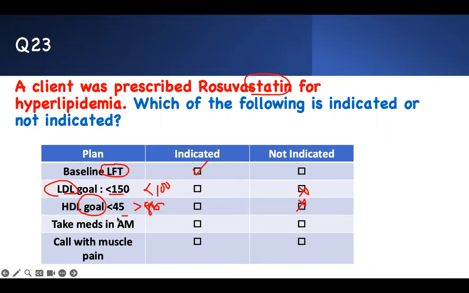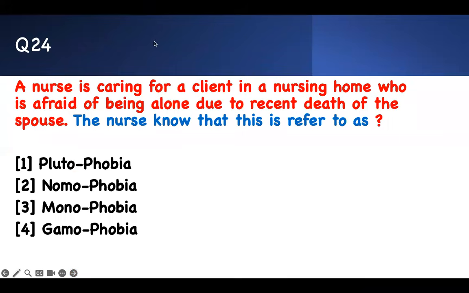Take the med in the morning. You make cholesterol in the evening. So these are taken in the evening, not indicated. Call with muscle pain. Yeah, rhabdomyolysis is dangerous for this patient. So these are the ones indicated. These are not indicated. Like I said, these are concepts I just want you to know by now.